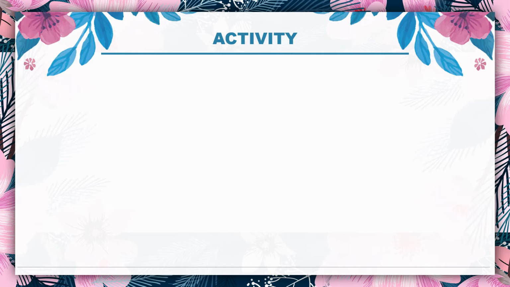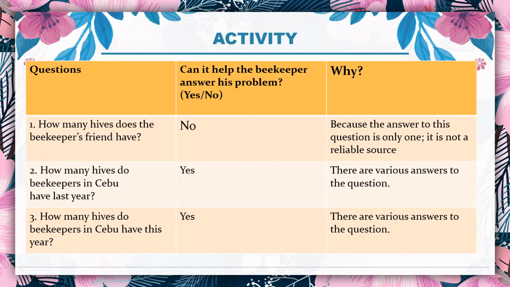Look at the table and answer the table. Okay, let us fill in the table together. So, these are my answers. Do we have the same answer? Okay, let's review. These are the given questions. Number 1, how many hives does a beekeeper's friend have? Can this question help the beekeeper answer his problem? The answer is no. Why? Because the answer to this question is only 1. Therefore, the data or the result is not a reliable source.